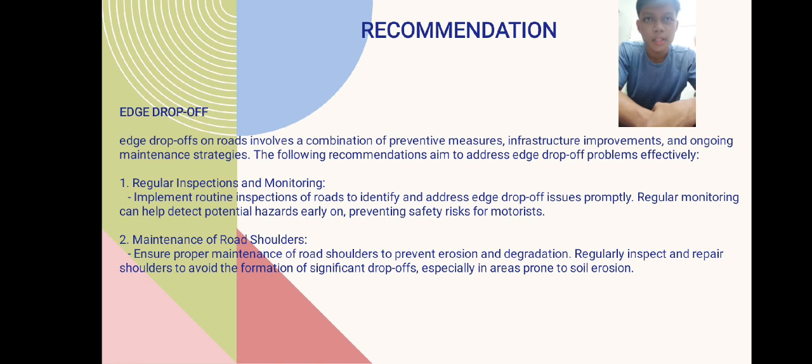So the second one is maintenance of road shoulders. Ensure proper maintenance of road shoulders to prevent erosion and degradation. Regularly inspect and repair shoulders to avoid the formation of significant drop-offs, especially in areas prone to soil erosion.